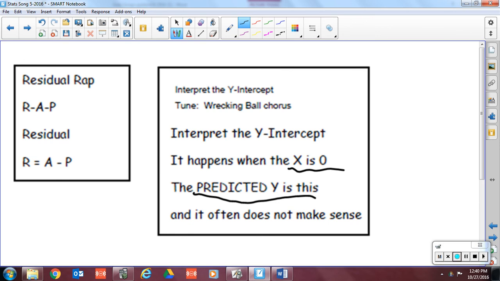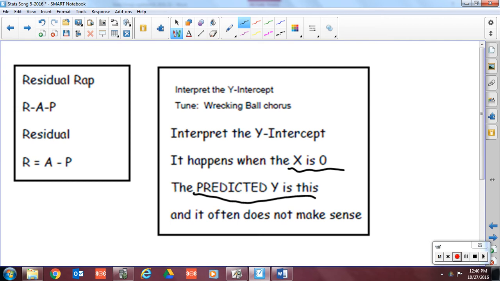So y'all ready to sing that with me? I don't know if it's very singable, but here we go. Interpret the y-intercept. It happens when the x is 0. The predicted y is this. And it often does not make sense.